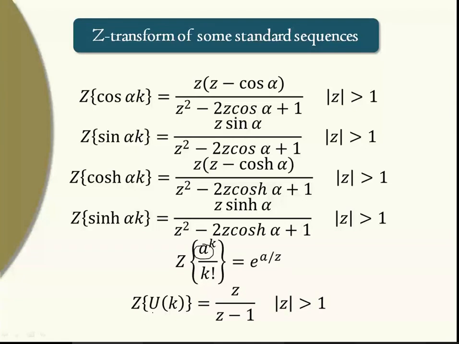And next is z transform of u of k. This u of k, this we call as a unit step function. And it is defined as u of k is equal to 1 for k greater or equal 0, and it will be 0 for k less than 0. Okay, this we call as a unit step function. For all positive values, the function takes value 1 and 0 for all negative values.